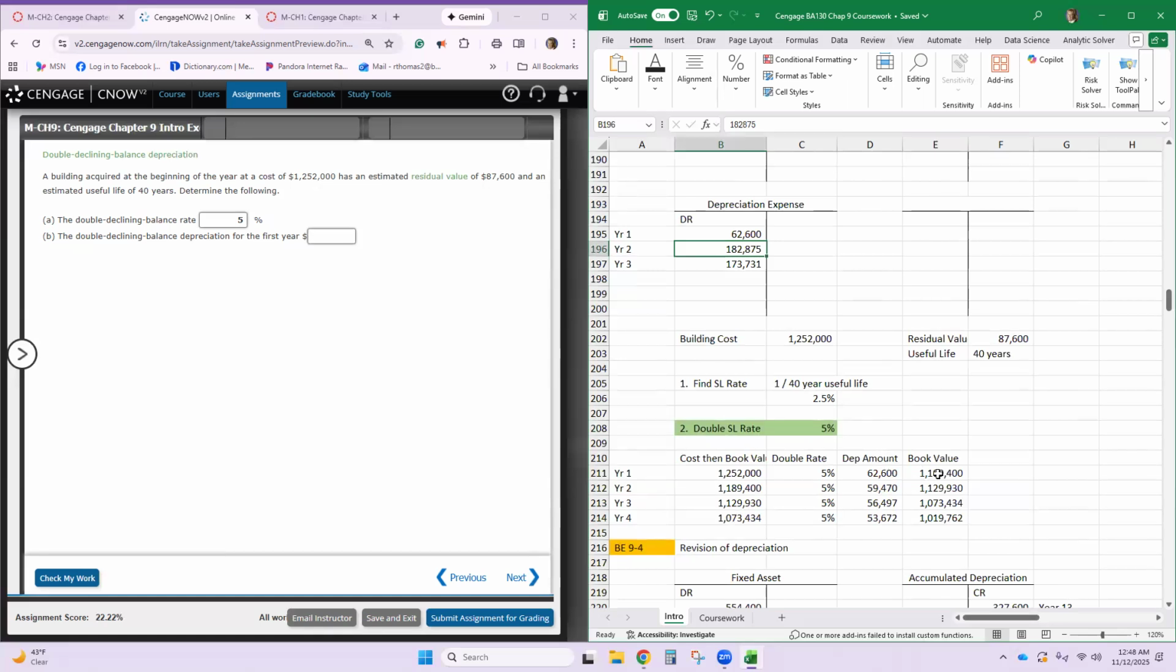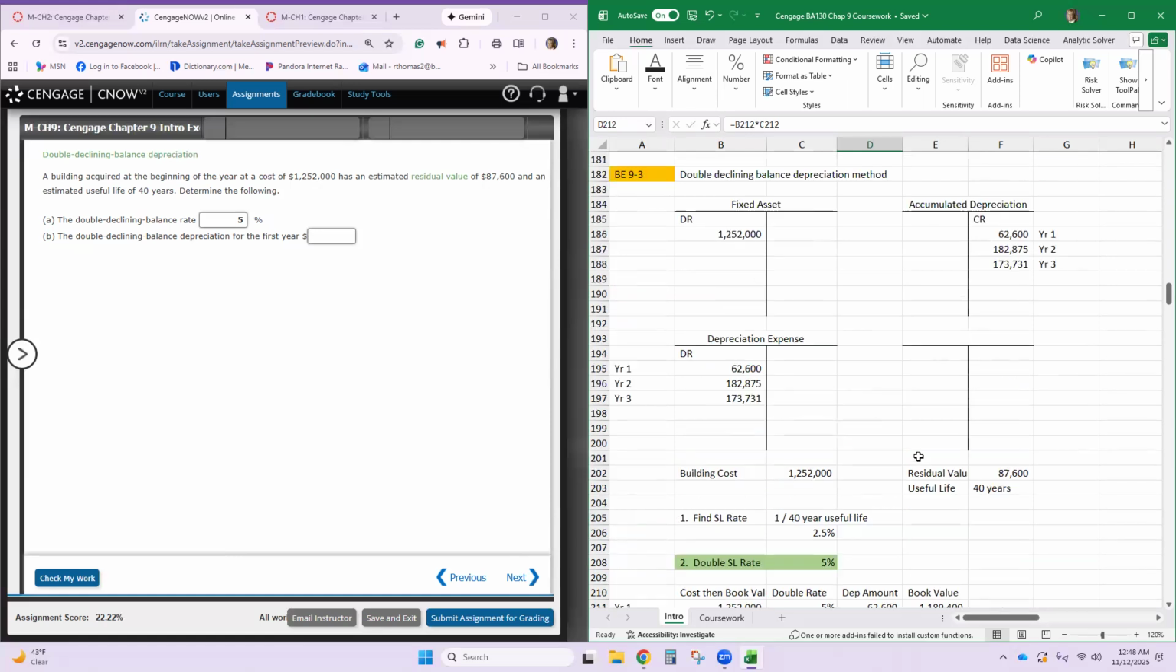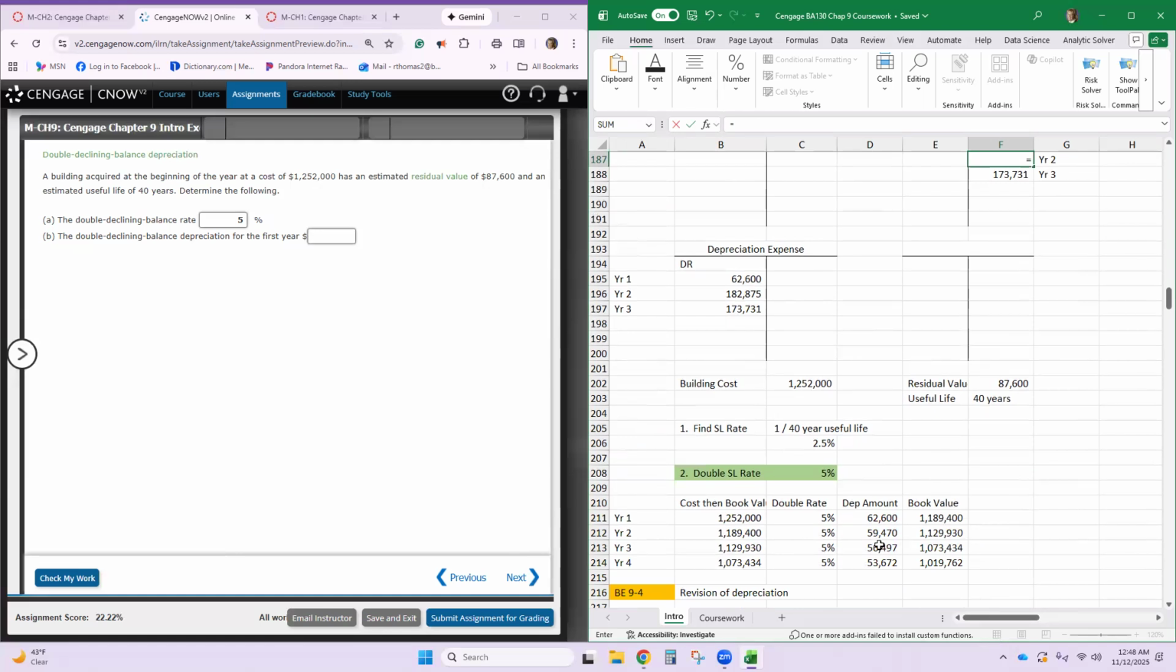Okay, then you have to bring down your book value. So the book value is the cost minus that depreciation amount. Then the next year is going to be 59,470. See how the depreciation is declining, right? The year before it was 62,000, and now the next year is even less.